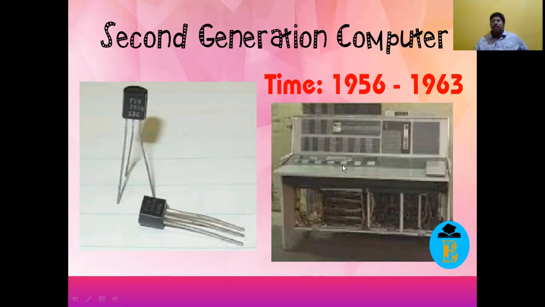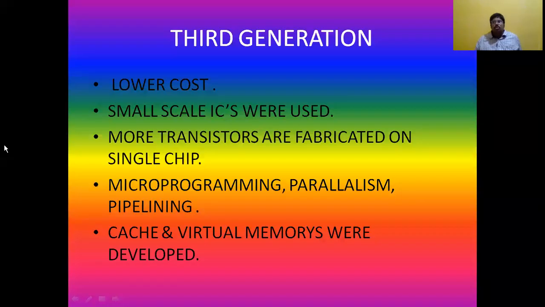In the second generation, what are the main achievements? They have used transistors, so the size is reduced to a great extent. Next, they have developed high-level languages, and there is parallel I/O. Okay, so that is about the second generation.